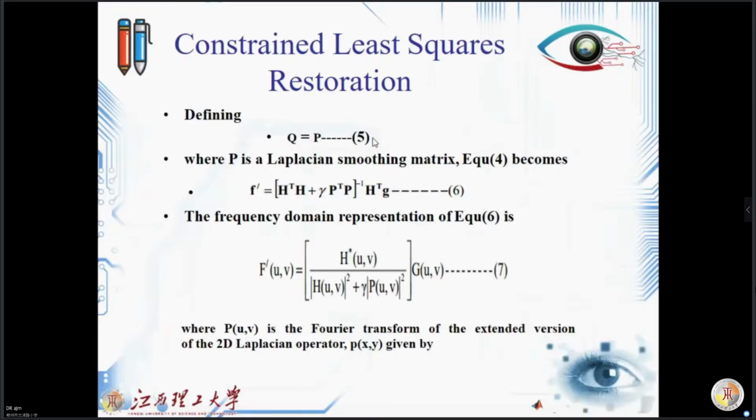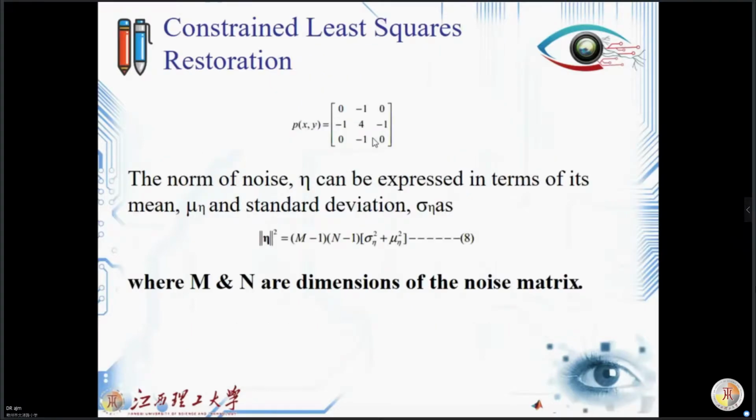For the part which I have taught till now, we have worked with just this frequency domain, and whatever I will tell you are some proofs and mathematical approaches to know where these formulas come from. Then for the constrained least square restoration, we can assume p(x,y) as this matrix, and the norm of the noise eta can be expressed in terms of the mean mu eta and standard deviation as in the formula that we have. Then M and N are the dimensions of the noise matrix that we have.